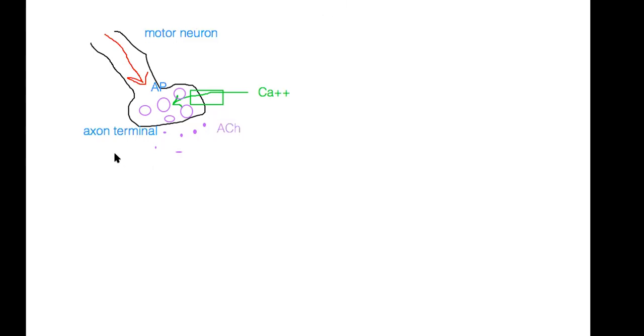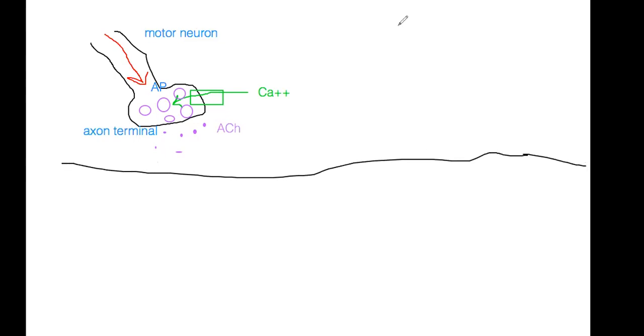And acetylcholine is going to bind to its receptors on the muscle cell. And here we give the plasma membrane of the muscle cell a special name. We call it the sarcolemma. So acetylcholine is going to bind to its receptors. I'm going to draw the receptors again as a square. So it's going to bind to its receptors.